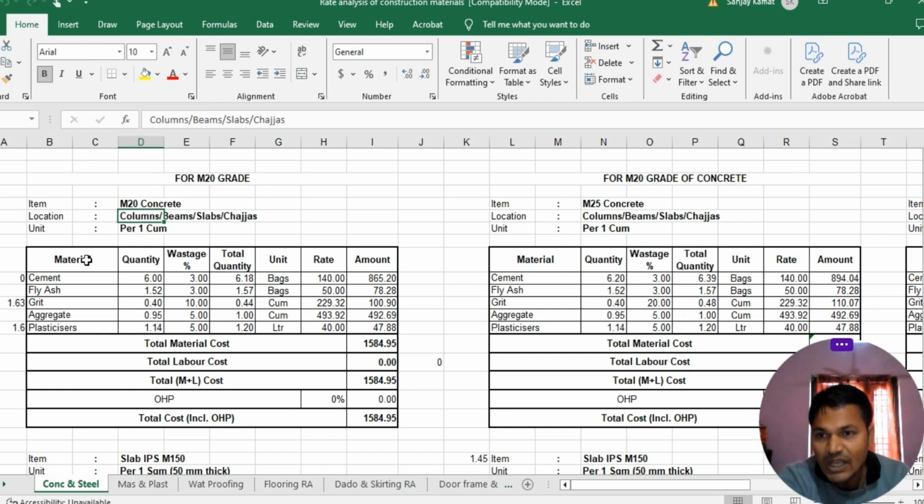See, in the rate analysis of construction of the building materials, the material column will be constant, the quantity column will be constant, the wastage percentage column will be constant, and the total quantity column will be constant, the unit column will be constant, the rate column will be constant, and the amount column will be constant. See, this is the sample we all civil engineers use.